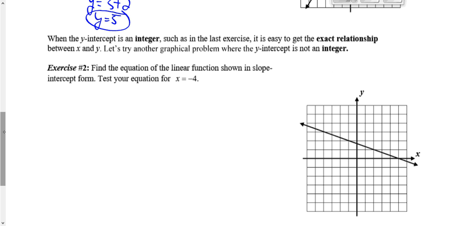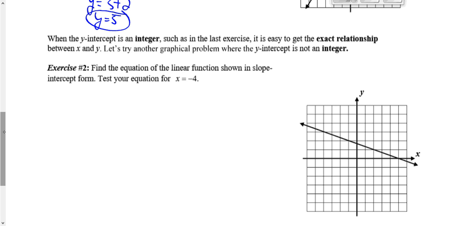So it's easy to get the exact relationship. So anyway, in this case, look where the graph hits for the y-intercept. Can you actually say exactly what that is? No, you can't, right? Because there's not really enough resolution here in the graph, right? Well, anyway, it's 2/3.